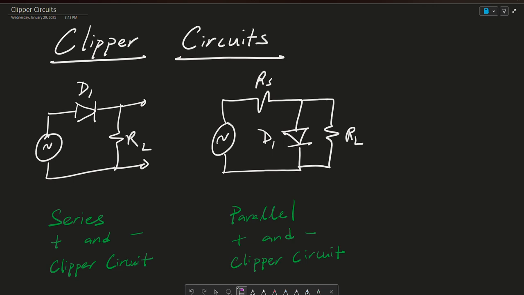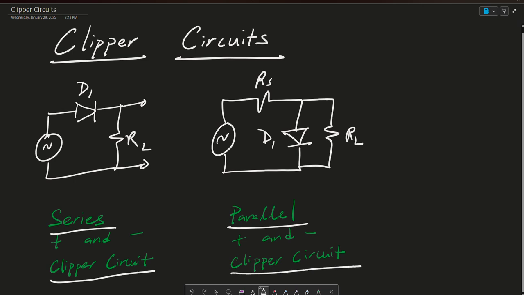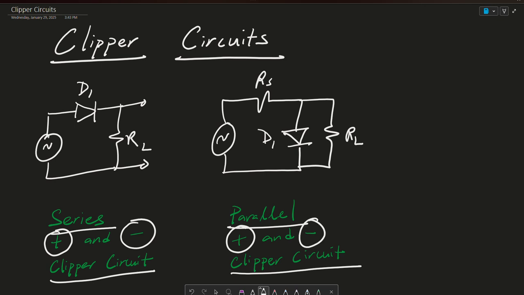My name is Professor Govalla, and today I'm going to be talking to you about clipper circuits. Specifically, we're going to dive into the series clipper circuit and the parallel clipper circuit. In the series clipper circuit, we're going to be talking about the positive series clipper circuit and the negative series clipper circuit, as well as the positive parallel clipper circuit and the negative parallel clipper circuit.